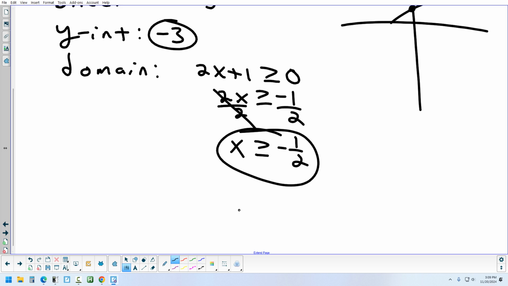Okay, 0. Brackets. Negative a half, and then it would be a bracket on it, because you can include it. And then after that, it would go to infinity, except that one would have a parenthesis.